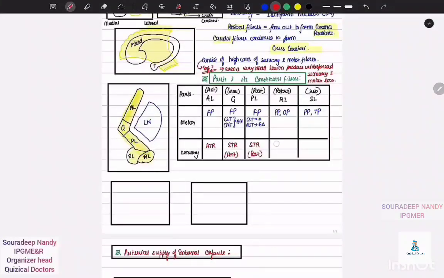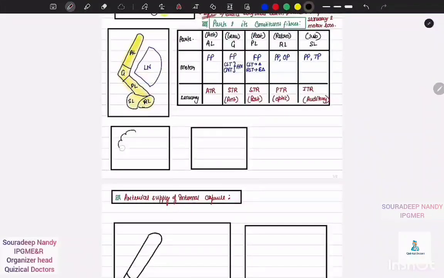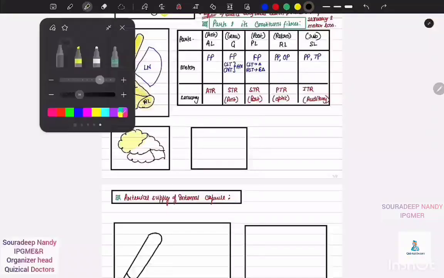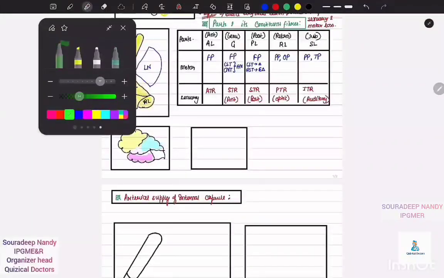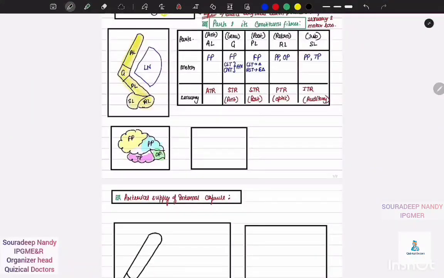Now coming to the sensory component, there are sensory fibers that pass through the internal capsule. In the anterior limb there is the anterior thalamic radiation. The genu consists of the anterior part of the superior thalamic radiation. The posterior limb consists of the posterior part of the superior thalamic radiation. The retrolentiform part consists of the posterior thalamic radiation, also known as the optic radiation. The sublentiform part consists of the inferior thalamic radiation or auditory part.